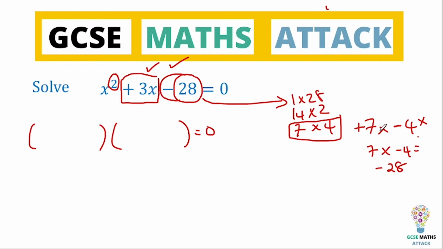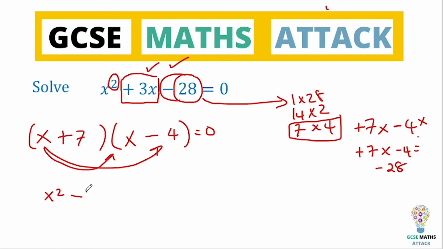So looking at these two numbers, I know I'm going to have x and x here. If I expand these two brackets, it will give me x squared. One of them is going to be positive 7 and the other one will be minus 4. Expanding the brackets, x times x gives me x squared, x times minus 4 gives me minus 4x, 7 times x gives me positive 7x, and positive 7 times negative 4 gives me minus 28, equals 0.